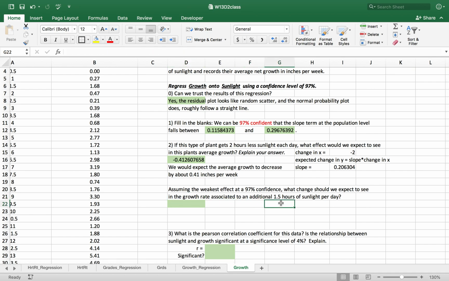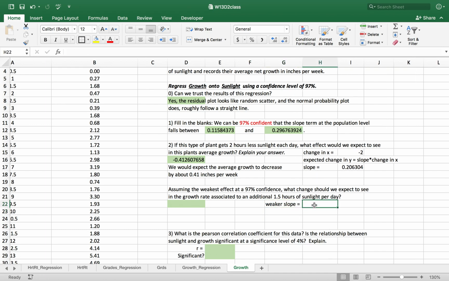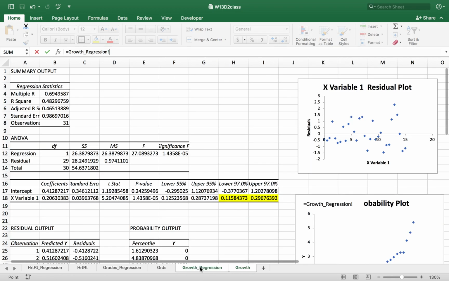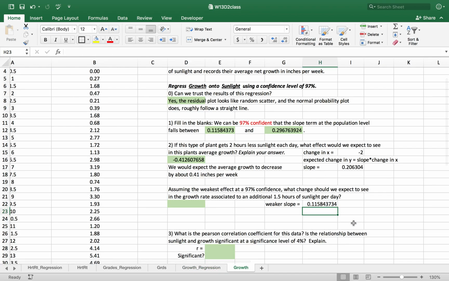So here's what we're going to say. The weaker slope is going to correspond to, we'll jump into our regression worksheet and grab the smaller or the lower 97% slope estimate. So the weaker slope estimate is going to be 0.1158.